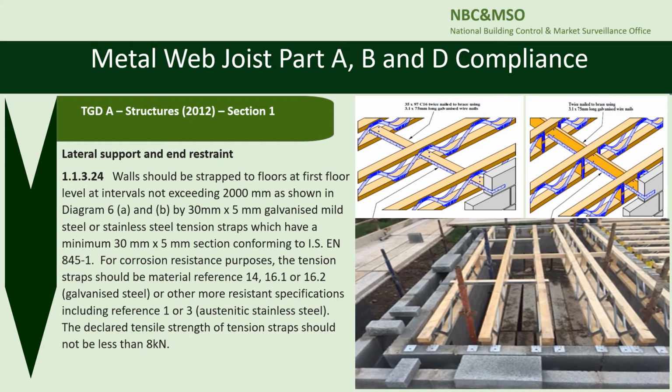Lateral supports and end restraints. So clause 11324 of Technical Guidance Document A gives guidance on lateral supports and end restraints. Walls should be strapped to the floor at first floor level at intervals not exceeding 2000 mm as shown in diagram 6A and 6B by 30 mm by 5 mm galvanized mild steel or stainless steel tension straps which have a minimum of 30 mm by 5 mm section conforming to IS-EN 845-1.